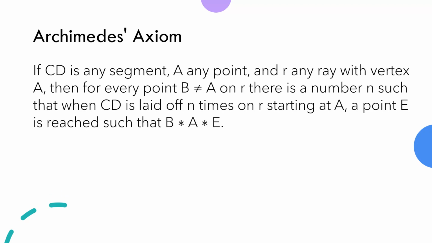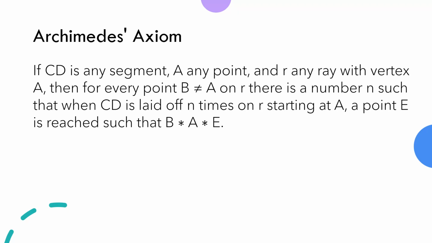Archimedes' axiom: if CD is any segment, A any point, and R any ray with vertex A, then for every point B not equal to A on R, there is a number n such that when CD is laid off n times on R starting at A, a point E is reached such that A is between B and E. This axiom addresses one of the most subtle yet crucial aspects of geometric measurement, ensuring that geometric space behaves like the real number system with respect to size comparisons and measurement processes.